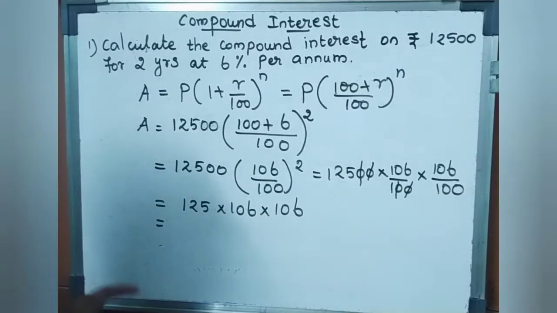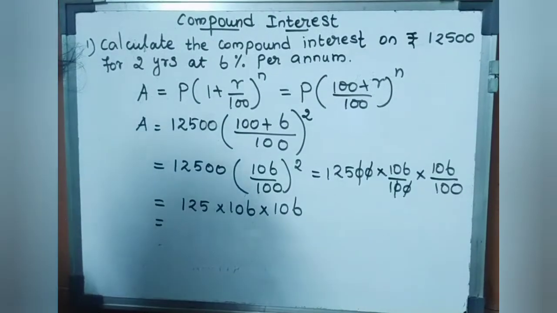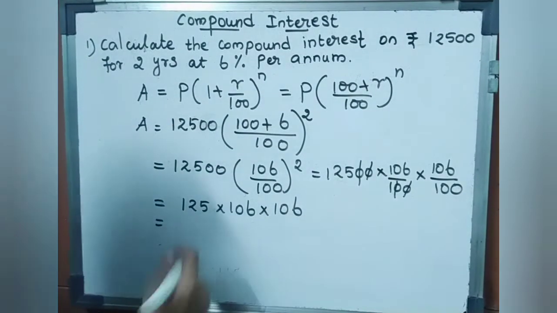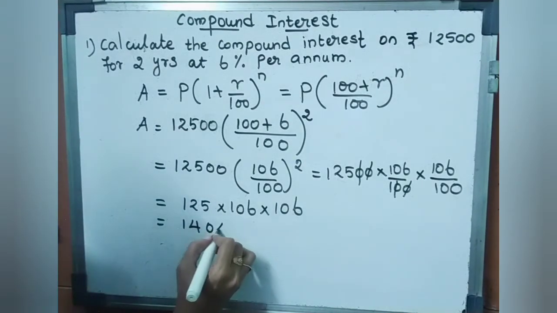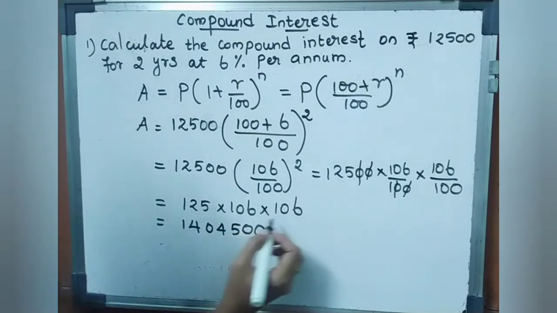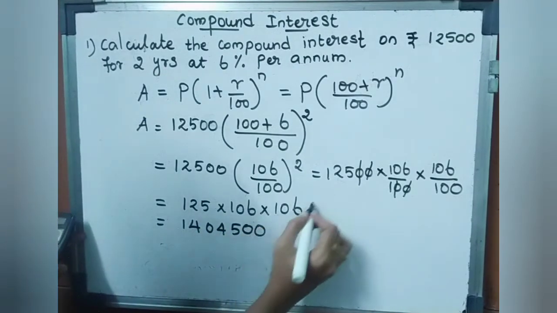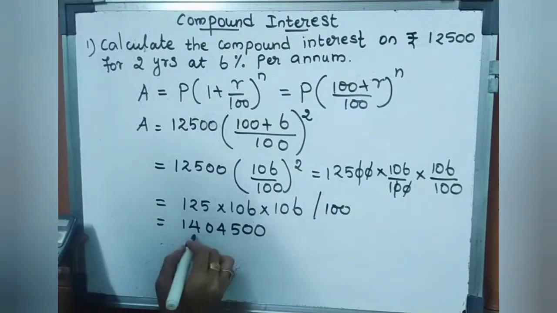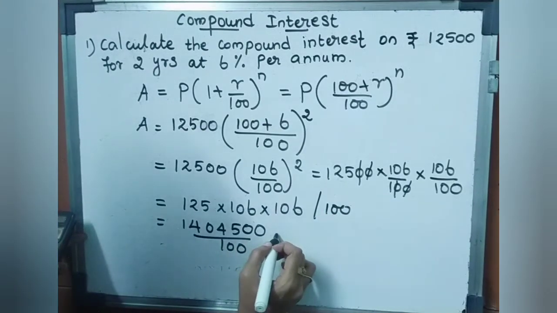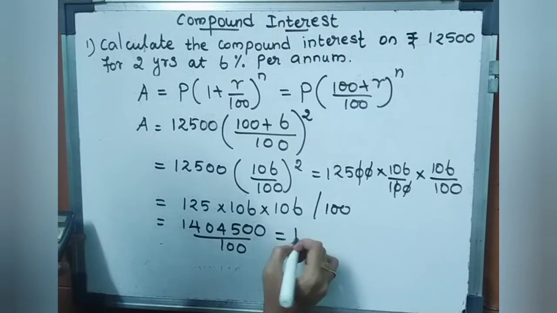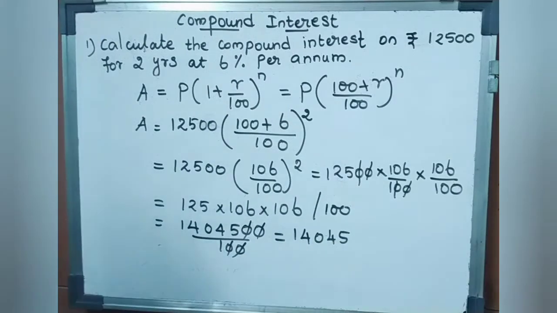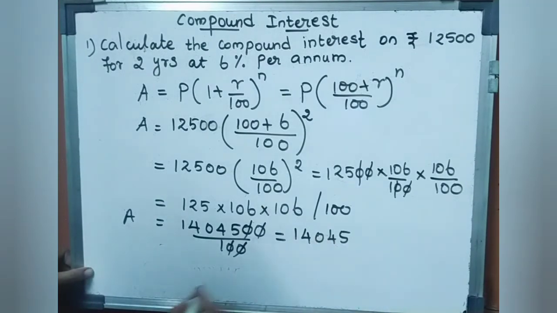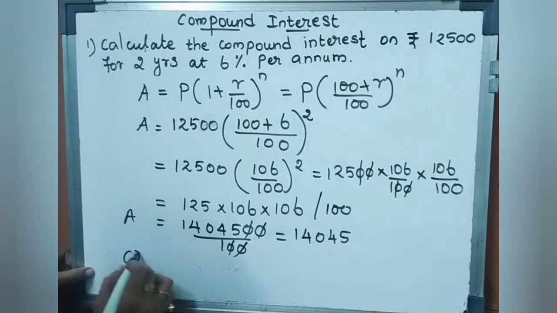So after multiplication, what answer will we get? After multiplication, the answer is 1,404,500, and it is divided by 100, because one more 100 is also there. So I am dividing by 100 here. My answer is 14,045 after cancelling. So this is the amount. Amount is equal to 14,045. And next we are going to calculate the compound interest.